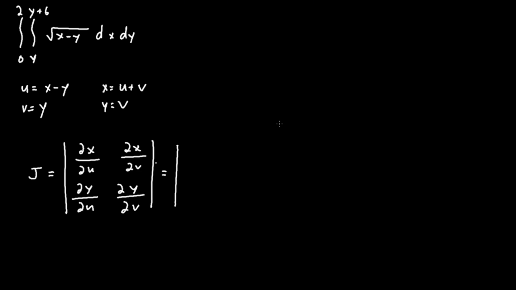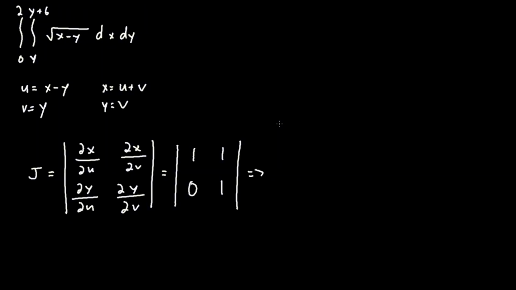So if we find the u partial for x, it's just simply 1. If we find the v partial for x, it's just 1. If we find the u partial for our function y, it's just 0, actually, sorry, because our function y is not dependent on u. And if we find the v partial for our function y, it's just 1.